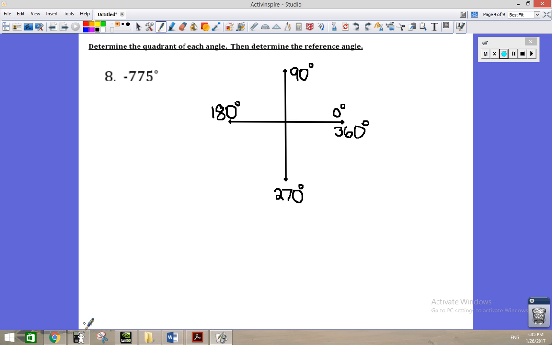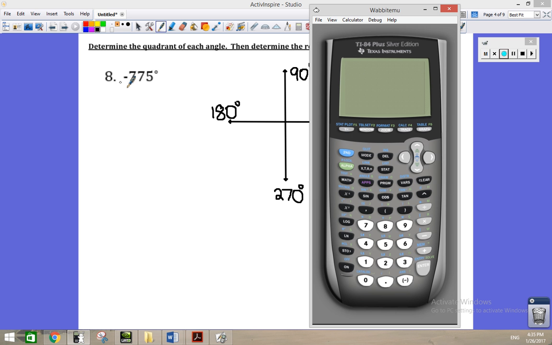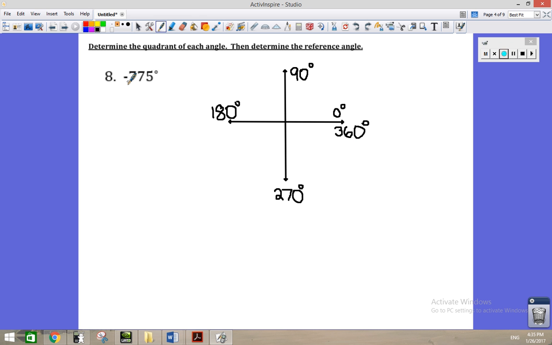Negative 775. That's going around clockwise. We have to find a coterminal angle that's between 0 and 360. So I'm going to start adding revolutions of 360. If it was extremely negative, then I would divide and estimate how many revolutions it's going to take. But this is so easy that I'll just keep adding complete revolutions. And now all of a sudden on the third one, we're here: 305. So I know that negative 775 degrees is coterminal to 305 degrees.